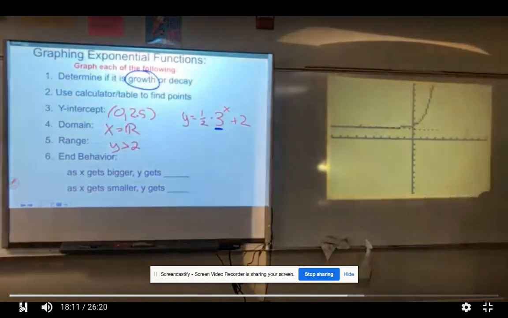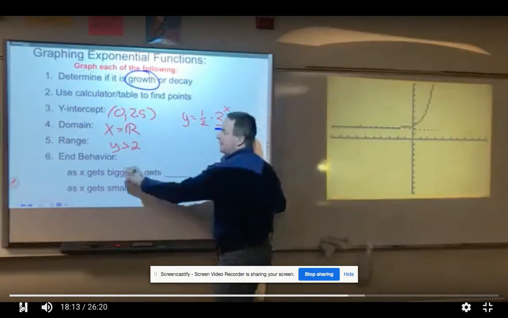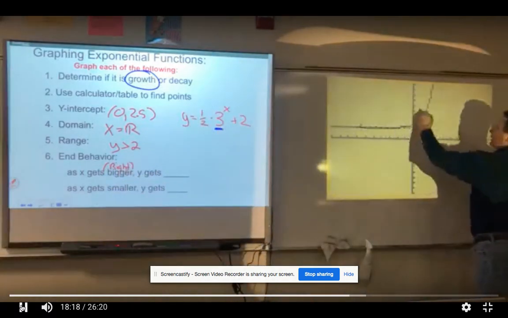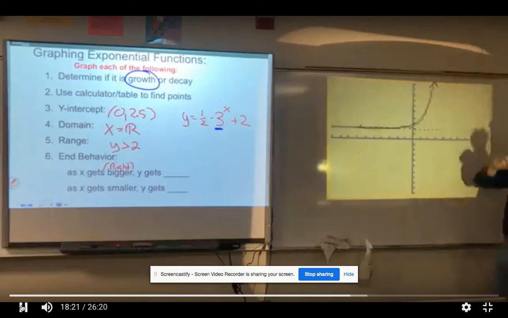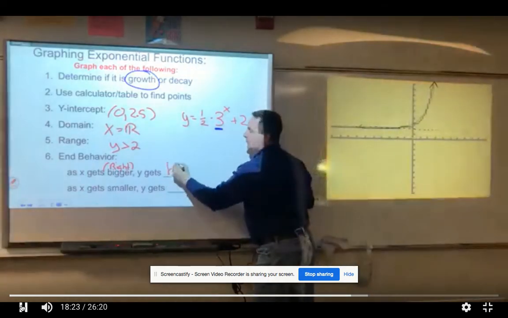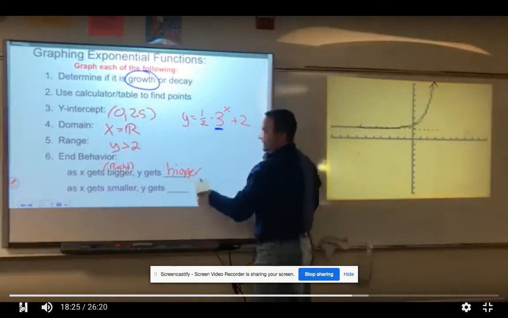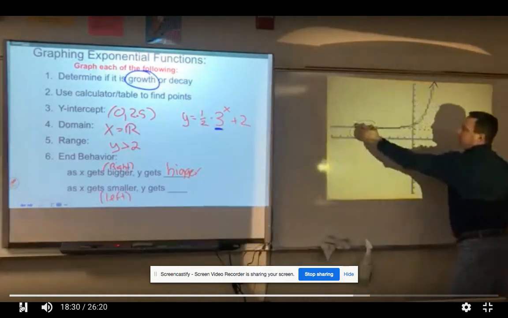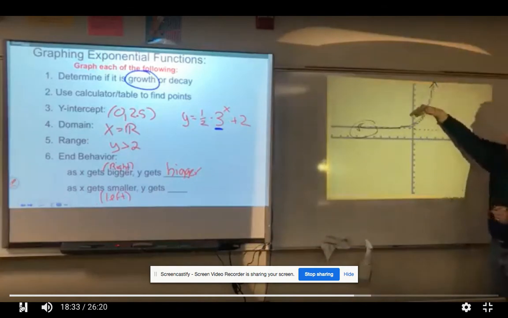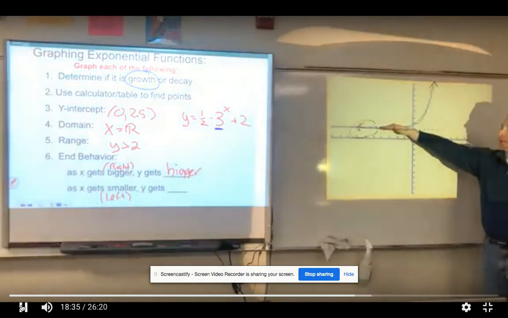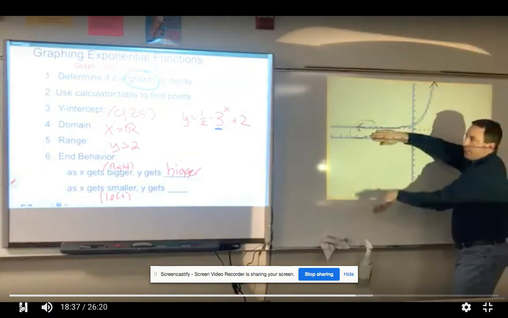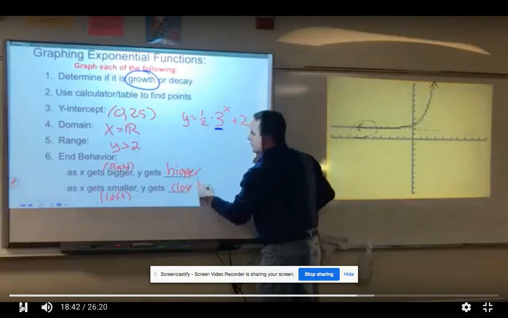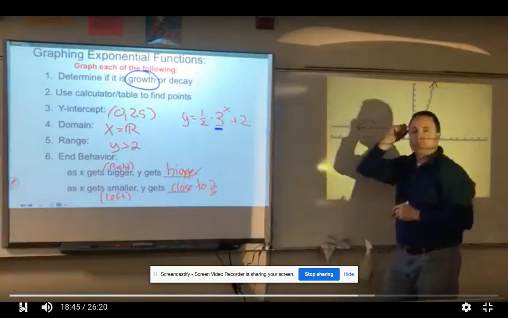And end behavior, as x gets bigger, this means as I go to the right on the graph, the y values are going up. They're getting bigger. And as x gets smaller, as I go to the left on the graph, that's over here, they're getting smaller and they're leveling off and getting really, really close to 2. But if it's everything above 2, y gets close to 2 this time.